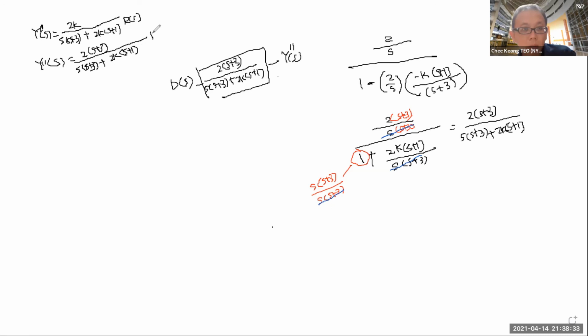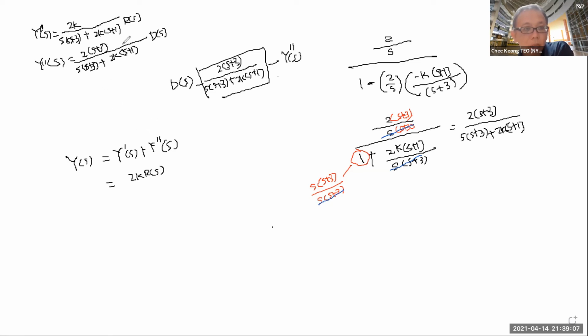Multiplied now by D of S. So basically your Y of S is actually Y prime of S plus Y double prime of S, each one due to the respective input. Now you notice that the denominators, both of them are the same. So basically you can rewrite the numerator. The numerator is 2K times R of S, so 2K R of S.